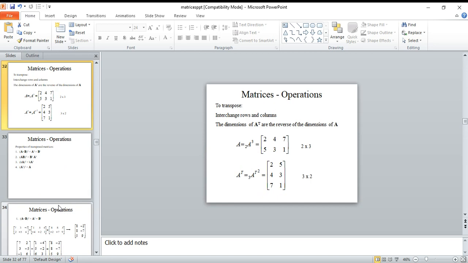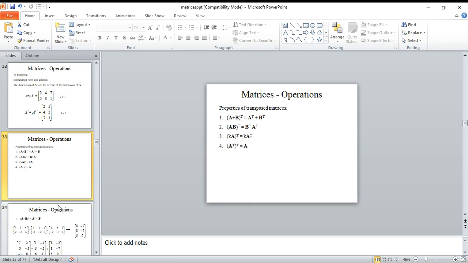To transpose, interchange rows and columns. That is, the transpose of a matrix interchanges rows and columns. The dimensions of A transpose are the reverse of the dimensions of A. If A is the 2 by 3 matrix [2 4 7; 5 3 1], then A transpose is [2 5; 4 3; 7 1]. Here we converted the rows into columns.